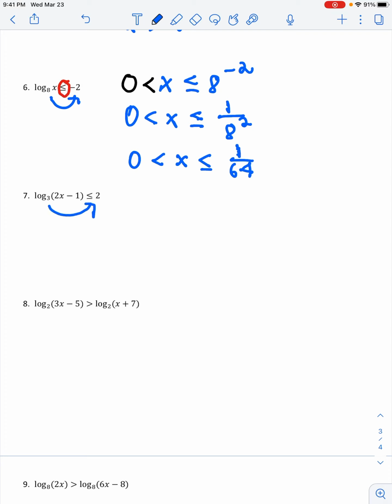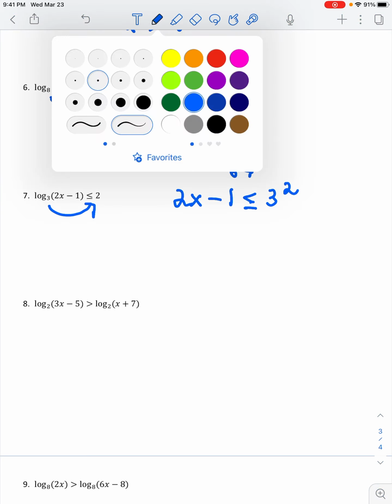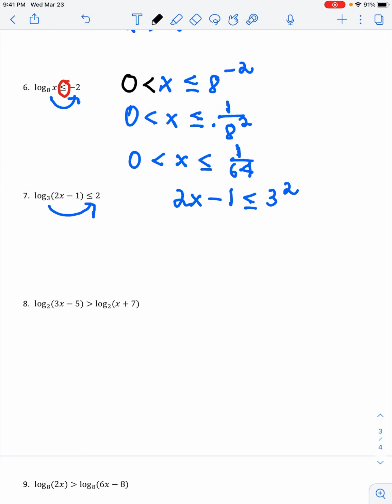Number 7. Our argument is 2x minus 1. We can use exponential form. I'm going to say 2x minus 1 is less than or equal to the base 3 raised to the second. Do I need a firewall? Well, the inequality symbol is less than or equal to, so the answer is yes. I have to say that that is going to have to be greater than 0, and then I'm going to be able to solve.